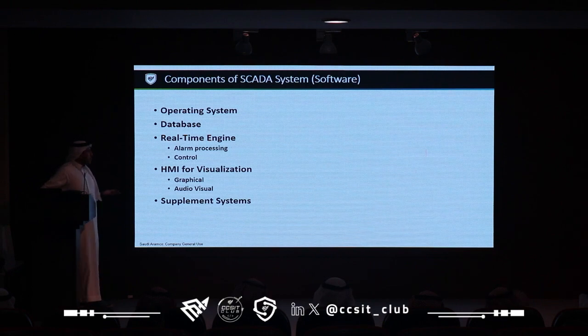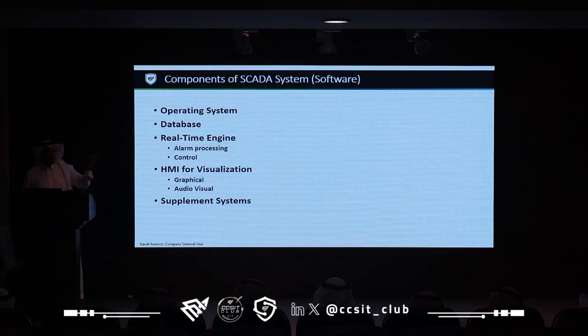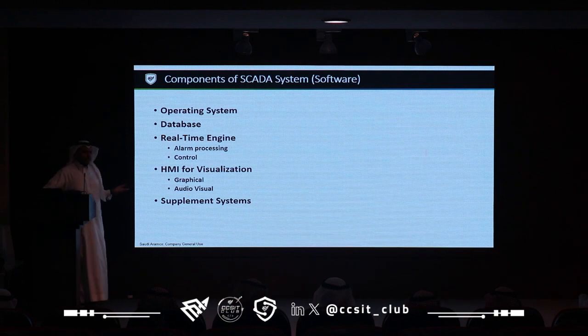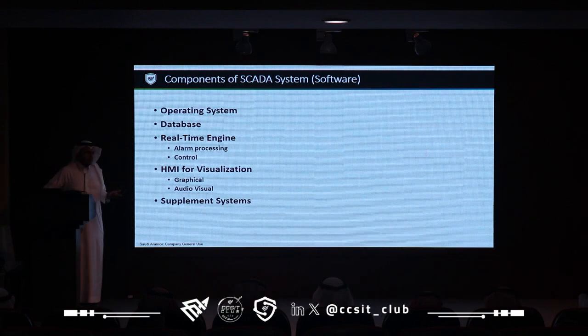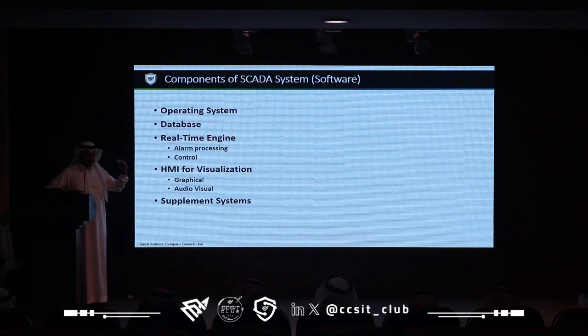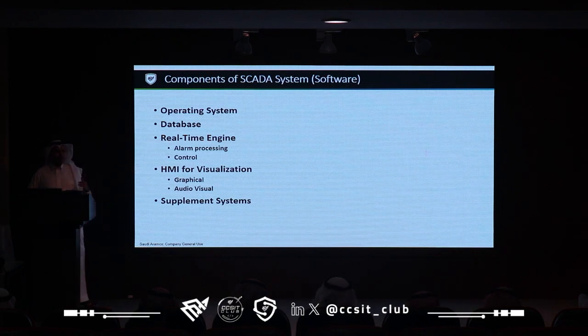Also, it will include the real-time engine that will read the data and do alarm processing. Alarm processing, what's the alarm? It alerts you. You get the data. What will you do with the data? You will set this data to be usable for the operator. For example, if you get the temperature from a field device, you should specify which limit should alert you, alarm you to take action. This is the alarm process. You should put a low limit, high limit, and severe limit.